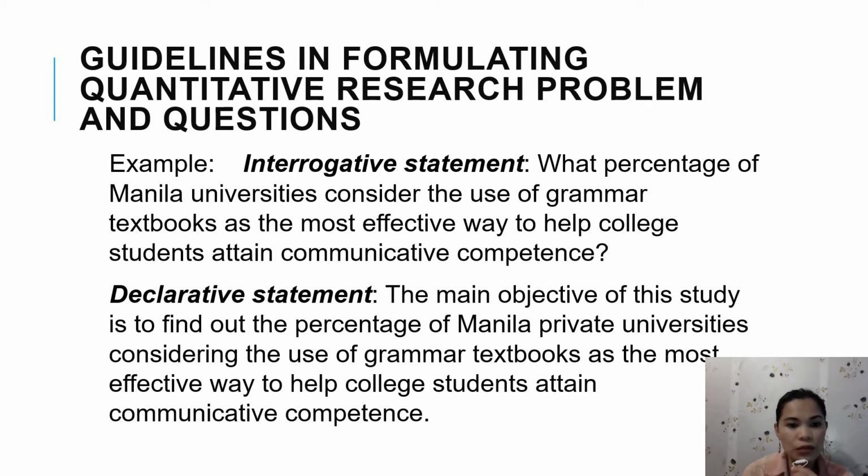The main objective of this study is to find out. So that's really your research problem. The percentage of Manila private universities considering the use of grammar textbooks as the most effective way to help college students attain communicative competence. So what they're looking for is the percentage of Manila private universities and the use of grammar textbooks and its effectivity. So the effective use of grammar textbooks for communicative competence. So you see there are variables there. The dependent variable that we're looking for here is the grammar textbooks that they have presented, and then the communicative competence will be the independent variable because it's dependent on the grammar textbooks.